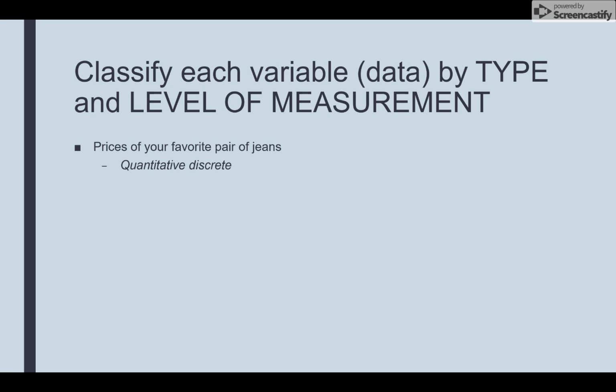If it's quantitative, it's either going to be interval or ratio. Again, thinking about what 0 means, if I say the price is $0, that would mean I would be getting my blue jeans for free.